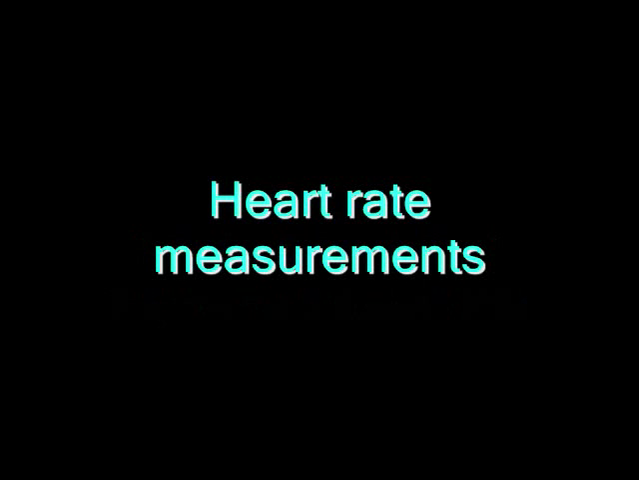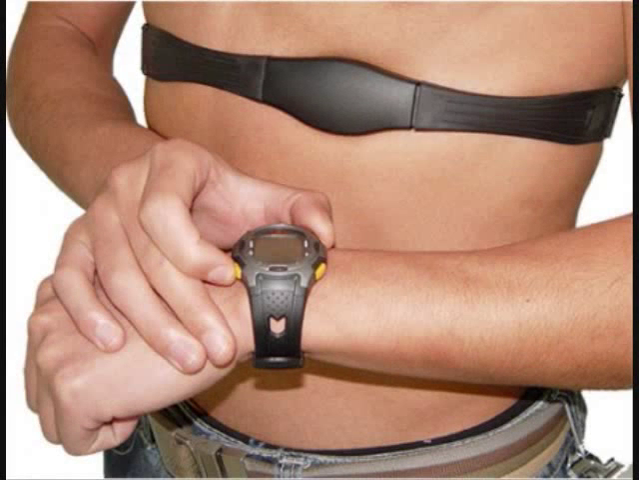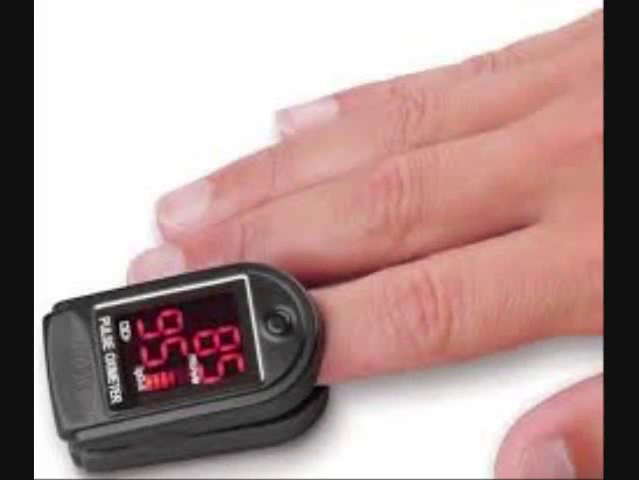Heart rate measurements. To measure heart rate while performing exercises, one can perform pulse palpations by counting the number of beats per minute. A heart rate monitor can be purchased to monitor heart rate as well. There are numerous types: a wristwatch and chest monitoring set, or a fingertip monitoring, to name a few.